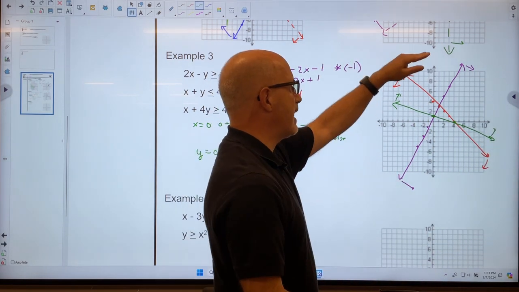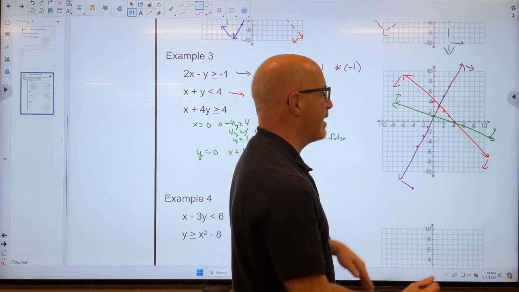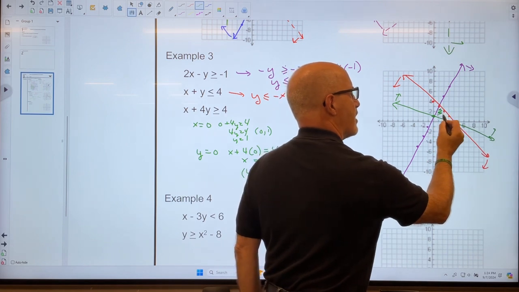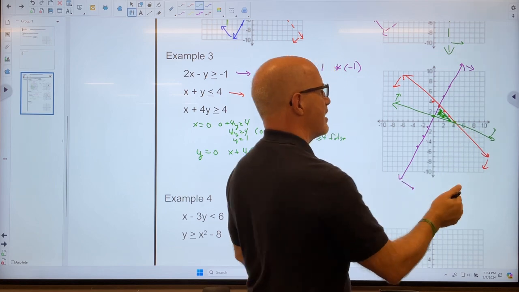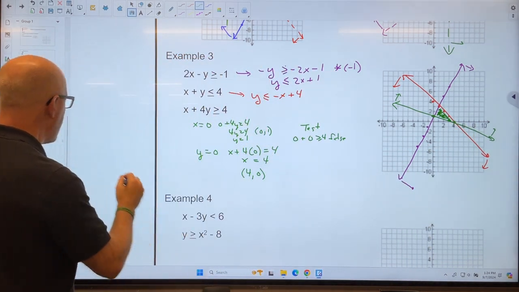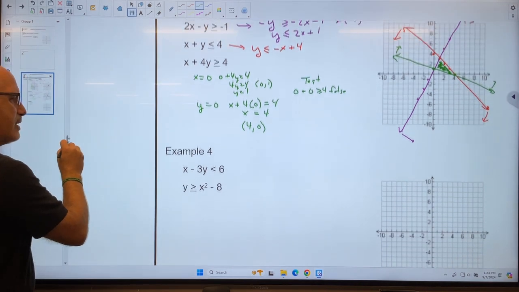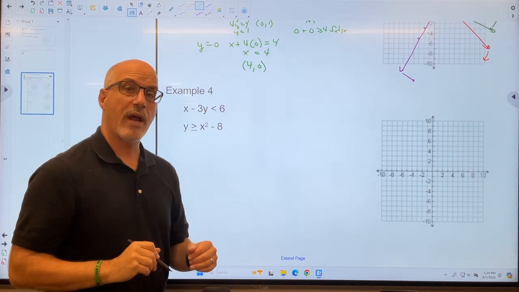So above green, we've got below purple, and below red is just this little triangle here. It's not always the triangle, just so you know, but this one worked out nicely that it's between all those graphs for the shading. All right, we're getting increasingly a little bit more difficult. Let's try the last one here, which has a quadratic in it.